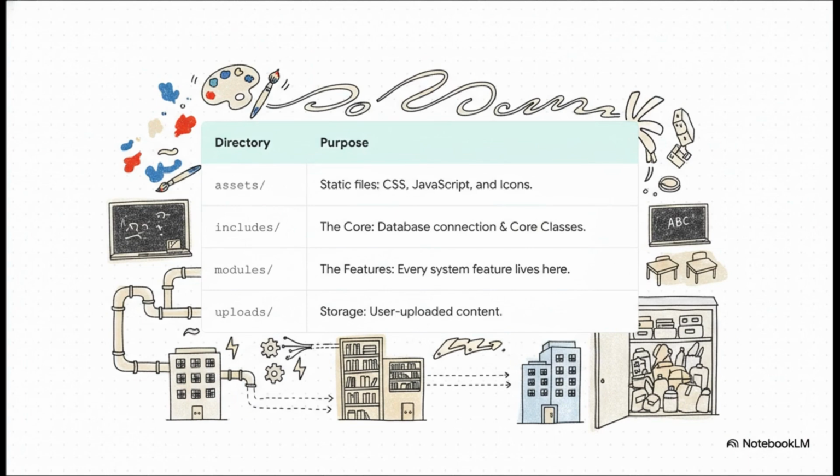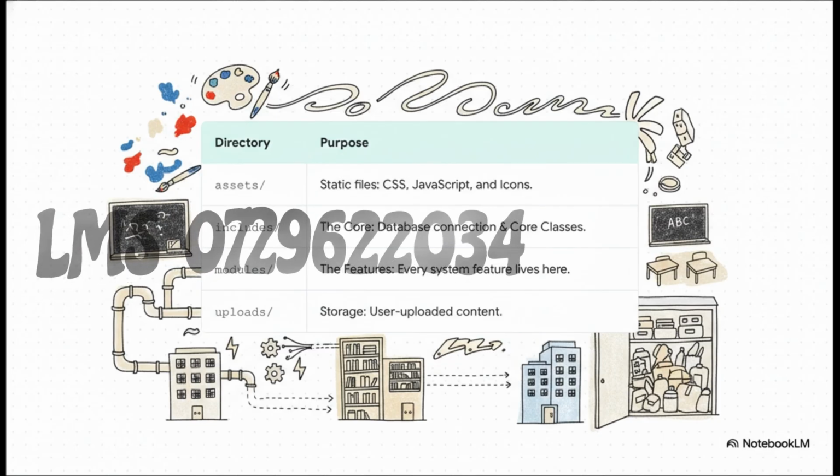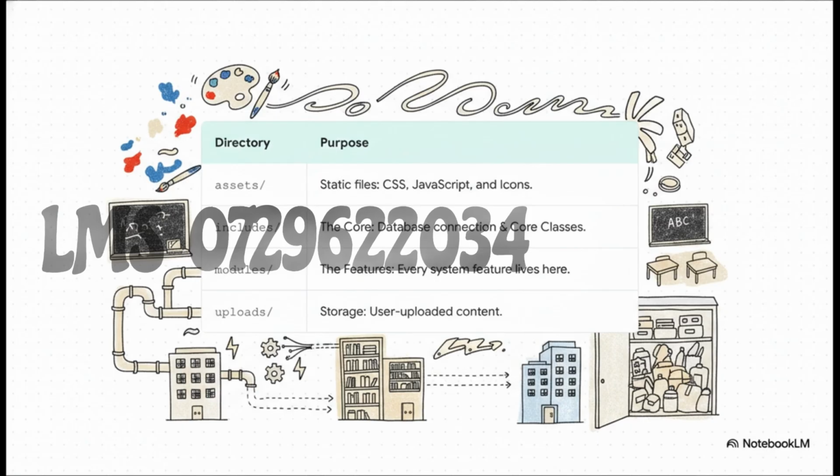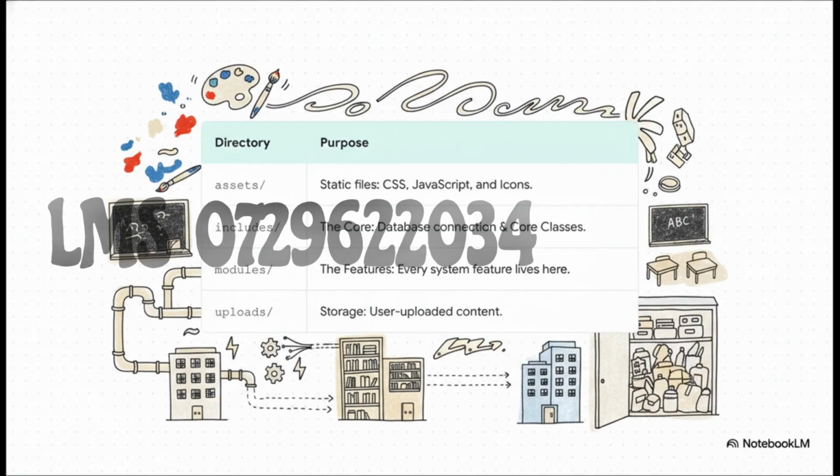That assets folder, think of that as all the paint and decorations, the visual styling. The includes folder is the core foundation, kind of like the plumbing and electricity for the house. Modules is where the actual features live. Each one is like a different room in the house. And uploads? Well, that's just the storage closet for anything users upload. See, it's a really simple logical system, a place for everything and everything in its place.